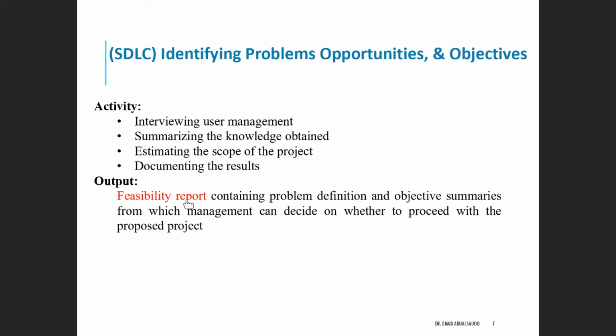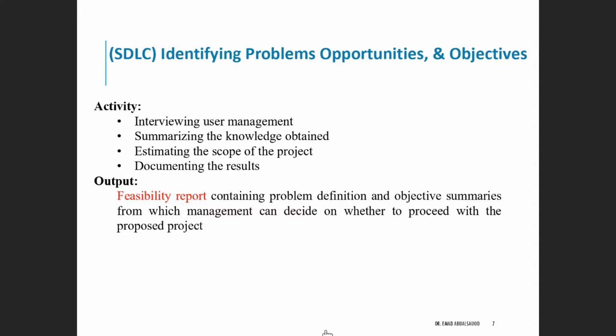The output: a feasibility report. You have to listen to them and then provide a feasibility report on developing or creating this system, or solving the problems in it, containing a problem definition and a summary of the objectives, from which management can decide whether to proceed with the proposed project or not. They have to know clearly what the objective is from the beginning, what problem you identified, even the resources needed to solve this problem, at least estimated, from the beginning in the feasibility report.